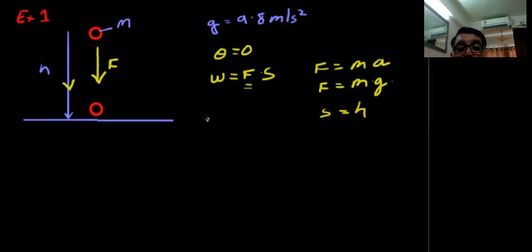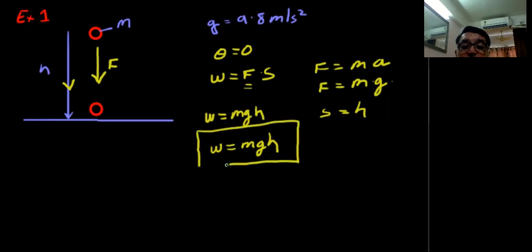So looking at our formula, W equals, instead of F, we can substitute m into g, and instead of displacement S, we can substitute h. So we say that work done equals m into g into h for a freely falling body. When a body is falling freely downwards, work equals m into g into h. Now let's look at another example.